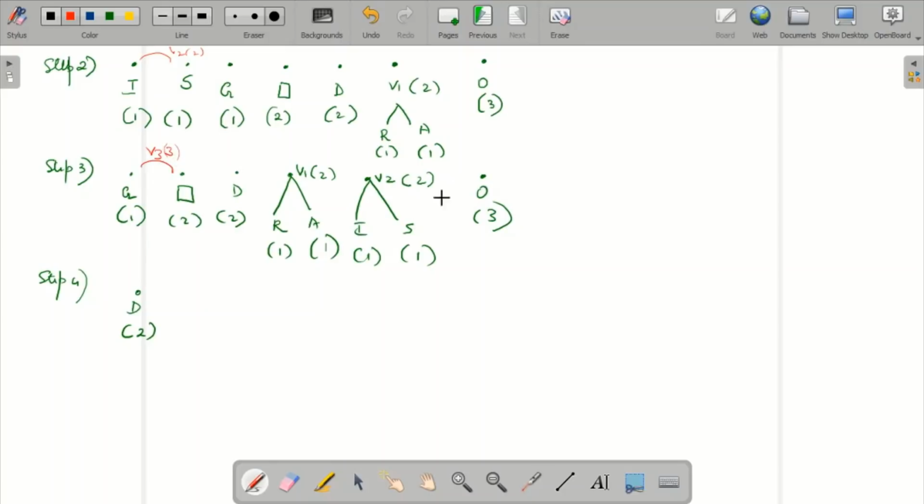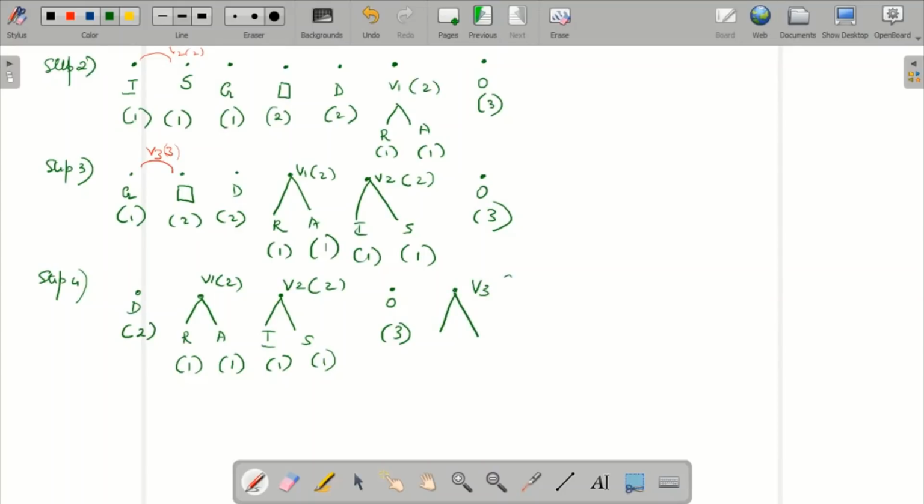So from here to here I should write as it is. D I wrote as it is, then V1 with 2, and then again R and A, that would give me 1 and 1, then again V2, that is 2, that would give me the weight I and S with 1 and 1. V1 I wrote, V2 I wrote, O as it is, O with the weight 3, and then I'll combine the new vertex, that is V3. So that would give me the weight sum as 3, and the branch would give me G1 and the space as 2. I'll repeat, D I wrote, V1 I wrote, V2 I wrote, O I wrote, then V3 I wrote. This is step 4.